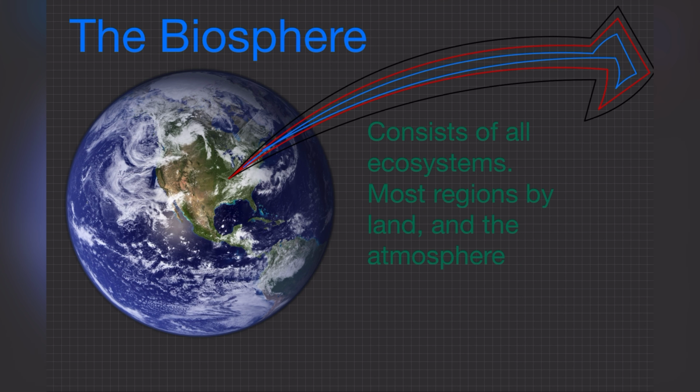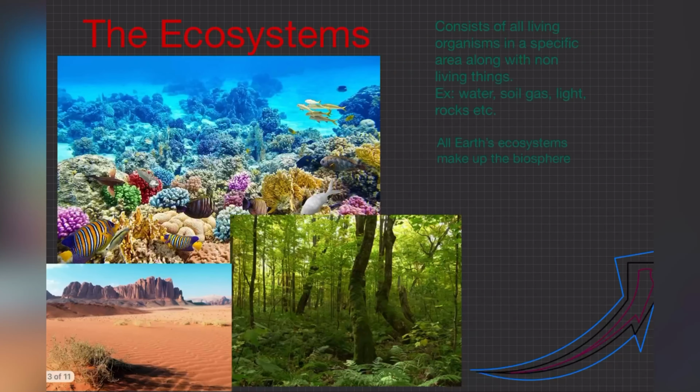The biosphere consists of all ecosystems, and most of the regions are dominated by land, the atmosphere, and of course, water, as you guys see here on Earth. Earth is filled with land, water, and the atmosphere. This is considered the biosphere. Of the biosphere, it consists of ecosystems, okay?